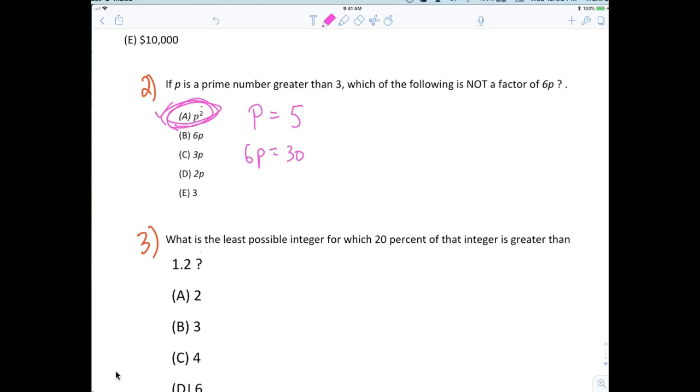Now, what is 6 times P? 30, right? Does 30 go into 30? Yes. What's 3 times 5? 15. Does 15 go into 30? Yes. What's 2 times 5? 10. Does that go into 30? Yes. And does 3 go into 30? Yeah. That wasn't that hard. Again, remember, you're trying to do what? Put numbers in so you can see the numbers better rather than just looking at the variables.